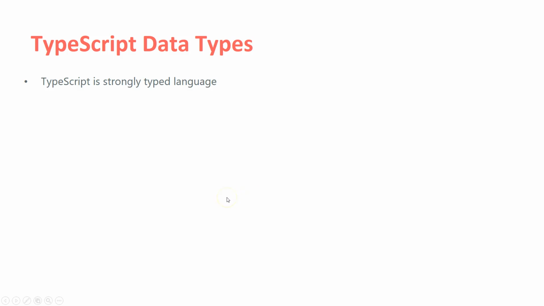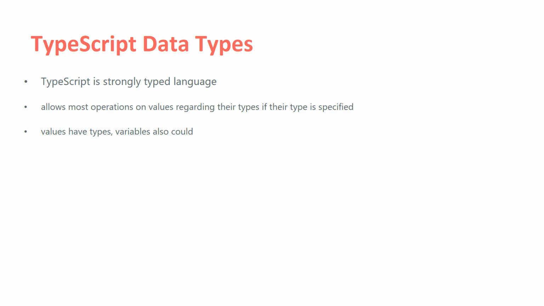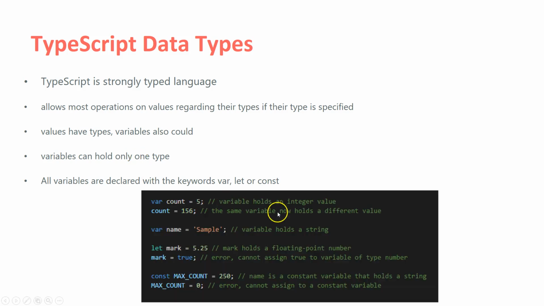So TypeScript is a strongly typed language. It looks more like C# than JavaScript. It allows most operations on values regarding their types if their type is specified. Values have types, and variables also could. Variables can hold only one type, and all variables are declared with the keywords var, let, or const.